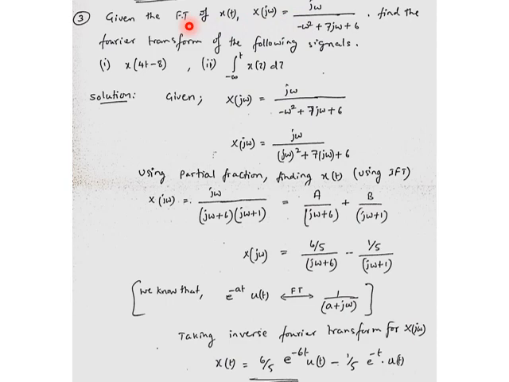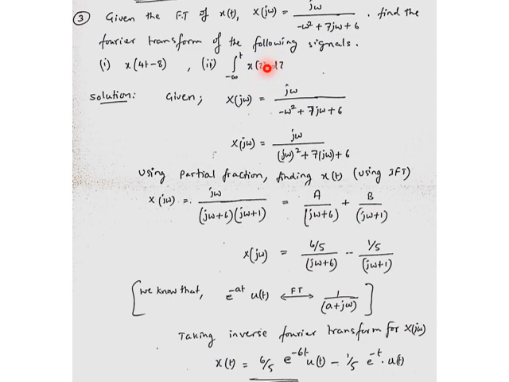The Fourier transform of x of t is given. So from that, by doing the inverse, I can find x of t, but I am not asked for x of t again. I have to do it for x of t minus 8. So for this I have to find the Fourier transform. The same thing I can apply also for the same x of t.